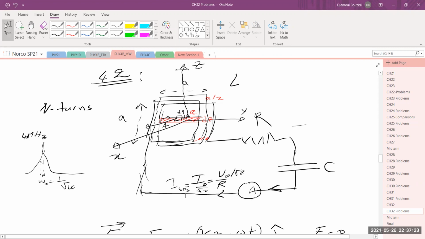So now we have that. So we needed to find the flux, which is the area times the magnetic field. But the magnetic field depends on z.